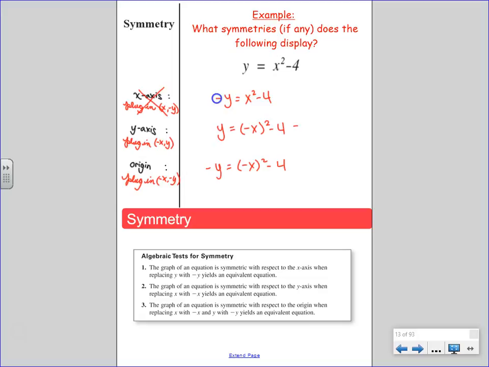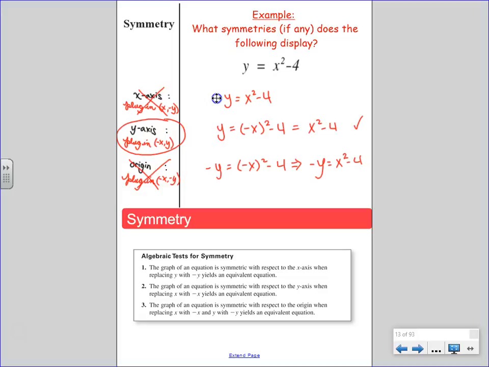Can I simplify this one? A negative squared is positive. And then check it. Are we good? Oh yeah, y-axis, that's a check. And then last but not least, origin. Well, we can simplify. I'm going to put a little arrow because I'm going to rewrite the whole thing. I have a negative y now, equals... struggle, guys, is it the same? Y-axis symmetry is the only one that works.